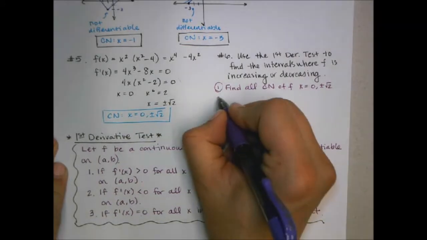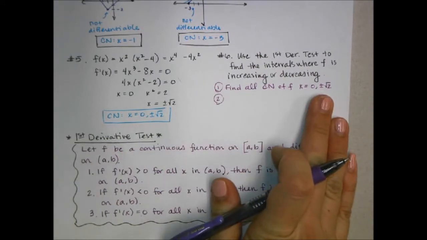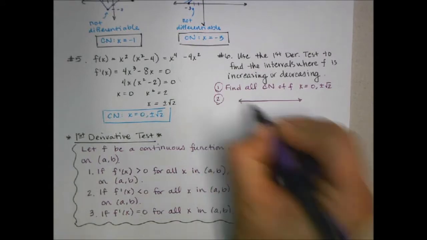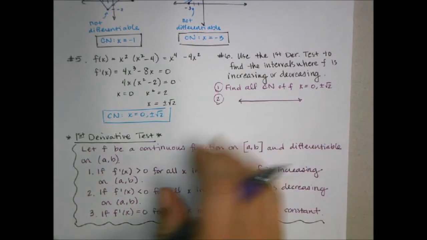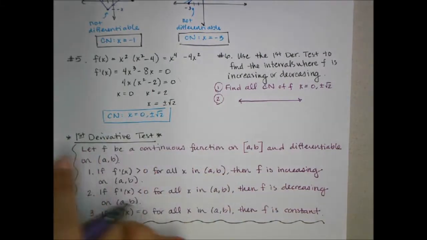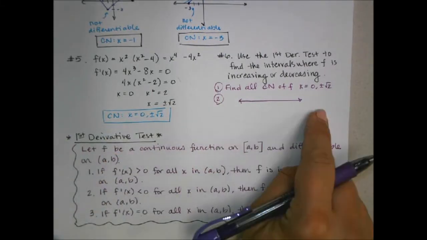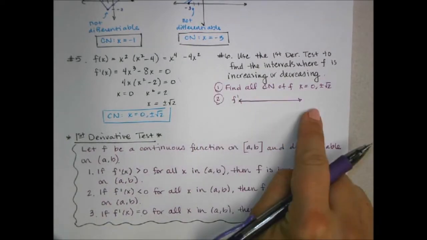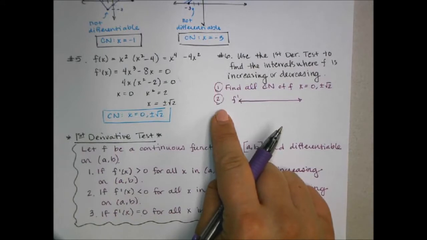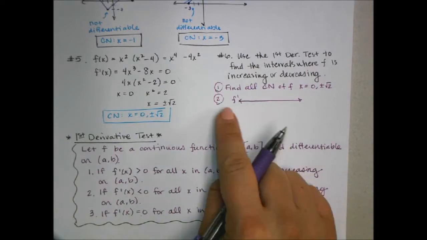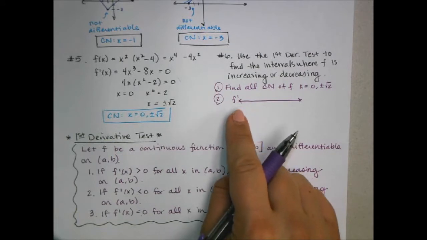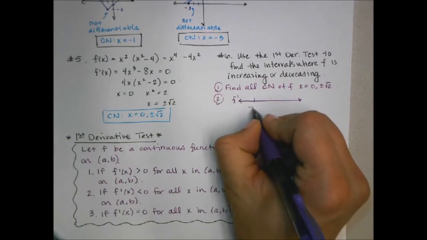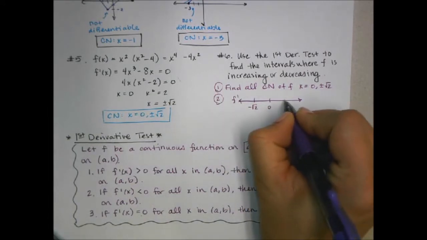Second thing we're going to do is place these values on a number line. Not just any number line, this is the number line for my derivative. Because it's called the first derivative test, this is my test for the first derivative. So always label your number lines. Eventually we'll get into second derivative tests where you'll need to label the line f double prime. For now, you need to label it f prime so that we know which test this is. We have negative root 2, 0, and root 2.